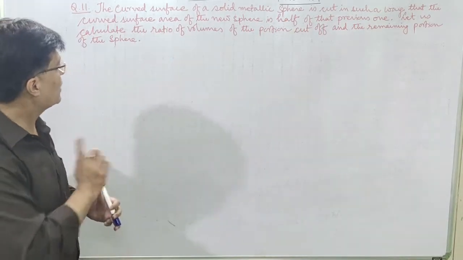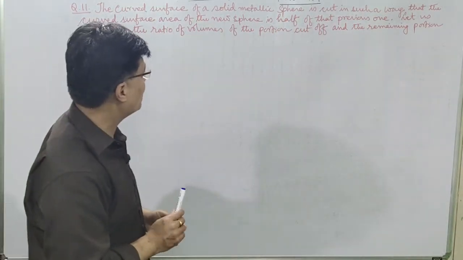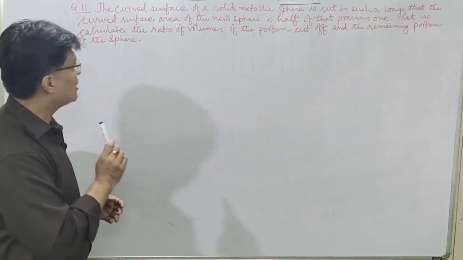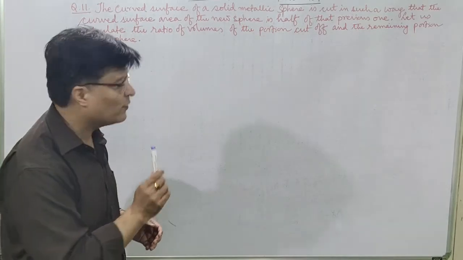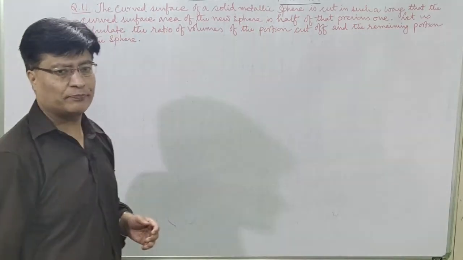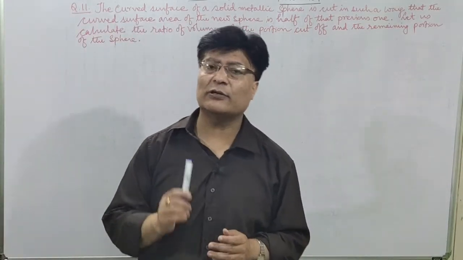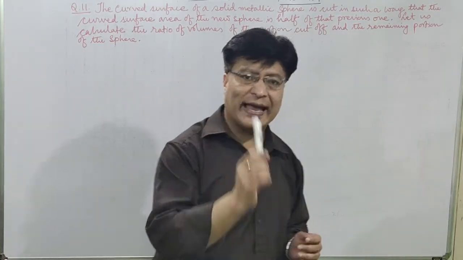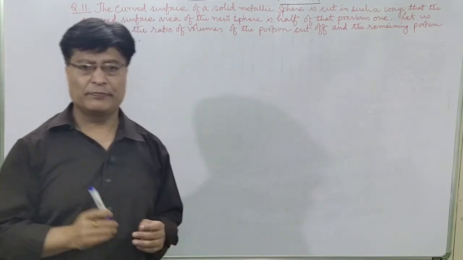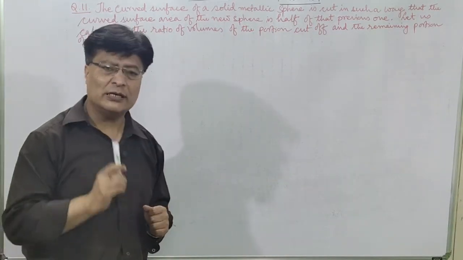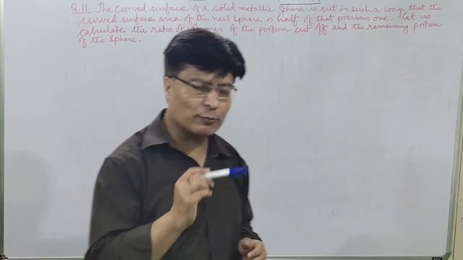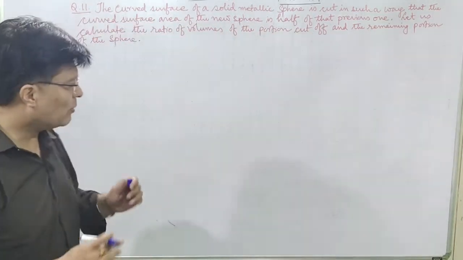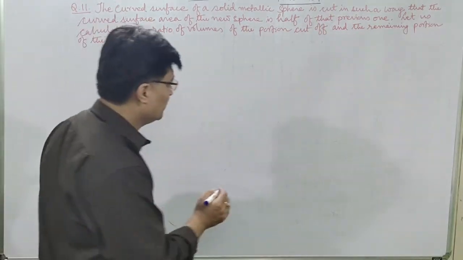Okay. So now let us calculate the ratio of the volume of the portion cut off and the remaining portion of the sphere. So in this case, you have to find out the ratio of the volume of the sphere cut off and the remaining portion of the sphere. त तिमीले यहाँ के को रेशियो निकाल्नु पर्ने रहेछ? You have to calculate the ratio of the volume of the portion cut off and the remaining portion of the sphere, right? त यहाँ म एउटा नक्सा बनाएर बुझाउने चेष्टा गर्दै छु.